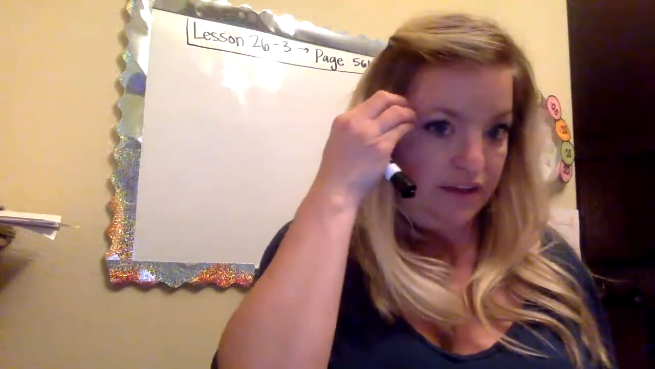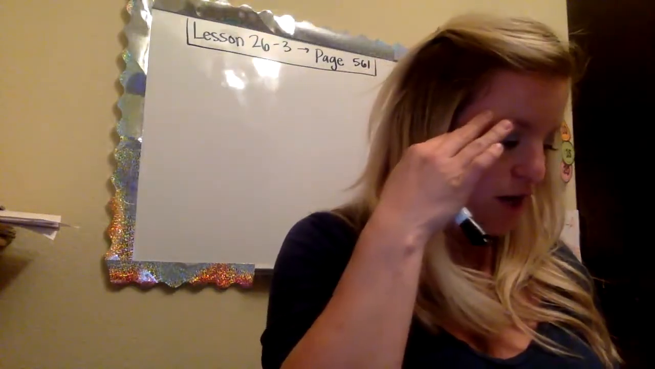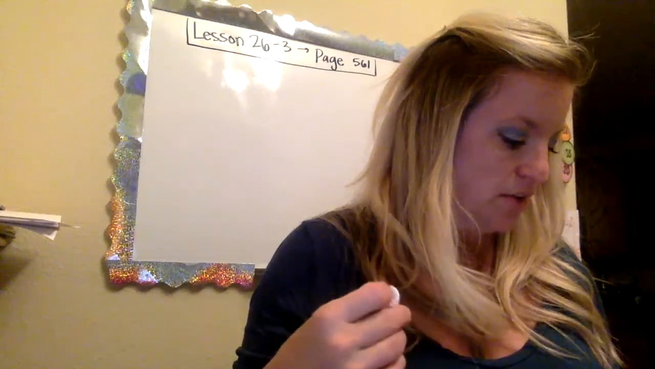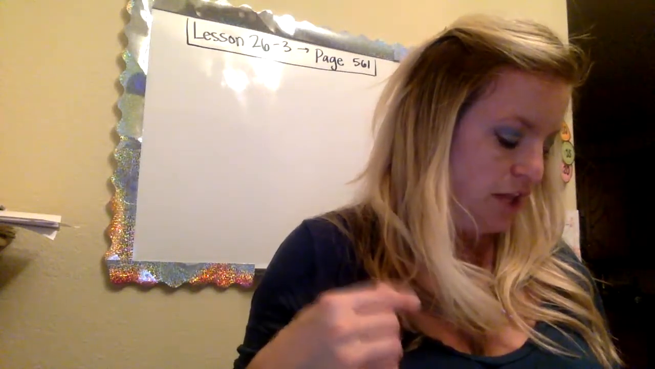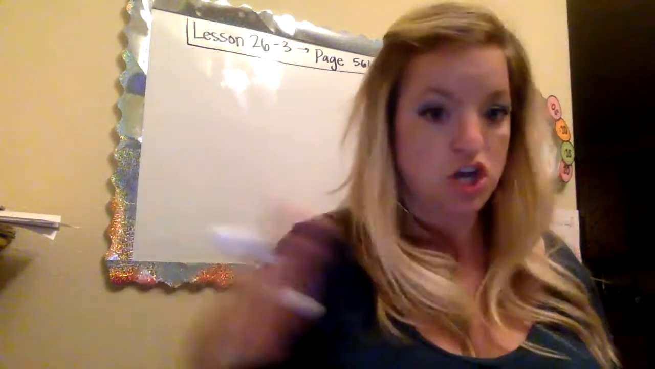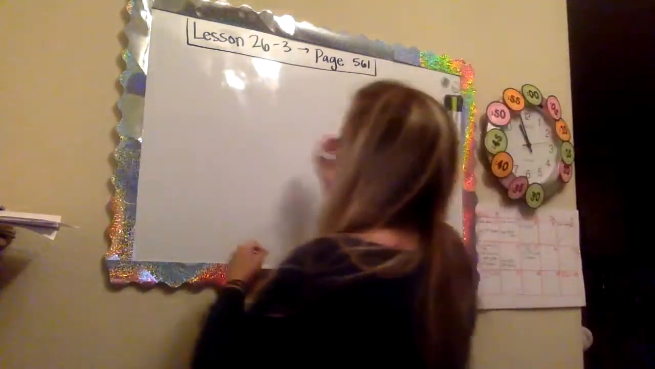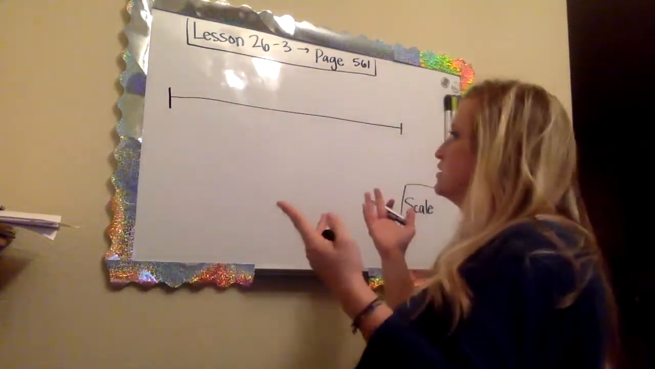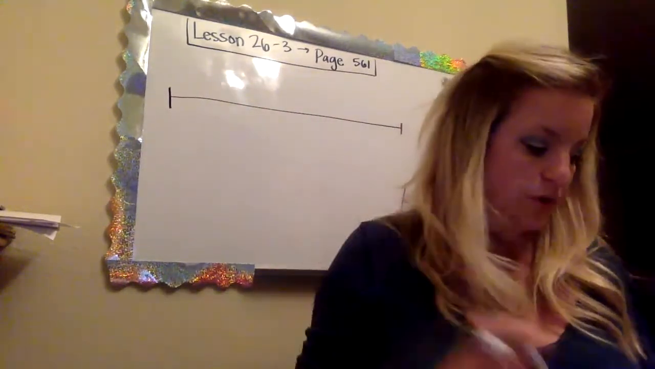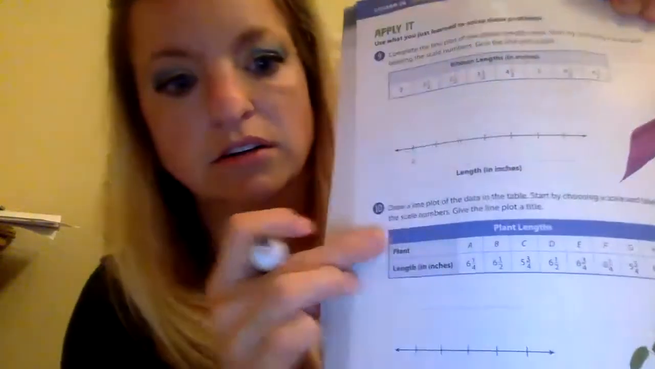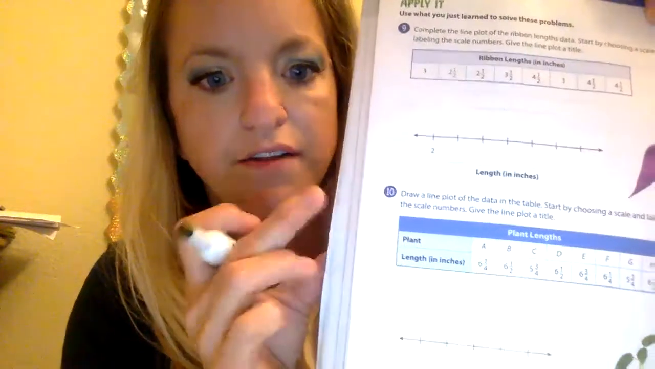So now I'm on number 10. There's like a little plant down below. Draw a line plot of the data in the table. Start by choosing a scale and labeling the scale numbers. Give the line plot a title. So that's one of the first things I did, was say, where am I going to start? What are the numbers that are going to be on my number line? I have no clue. You just have a number line. So you need to first figure out where it starts and where it ends. I can see in the blue line my title, plant lengths. Then you need to include your plants and then lengths in inches.